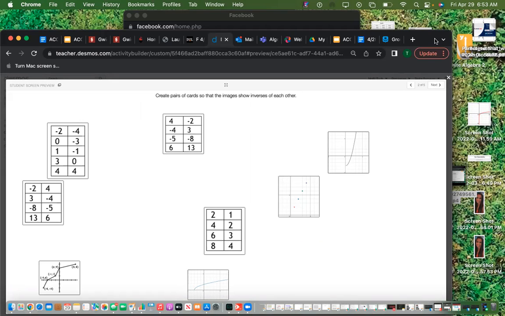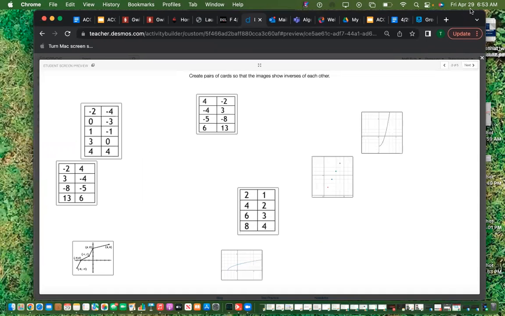So really quick, what is an inverse? So an inverse is where you switch your X and Y. Okay, so for instance, if I had in the original graph, if I had -2 and -4, so this pair right here, in the inverse, I'm gonna have -4, -2. So I would pair those together because they would be inverses of each other. Okay, so when I look on, let's say like the graph, I'm gonna look for the point -4, -2. Okay.